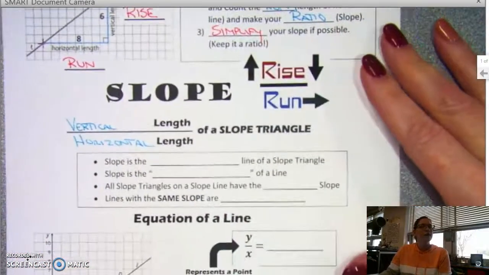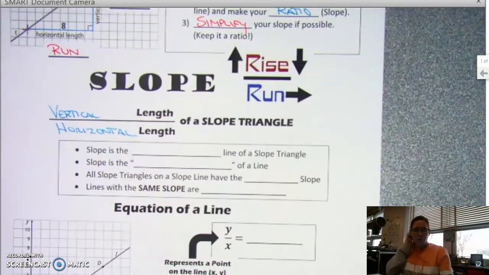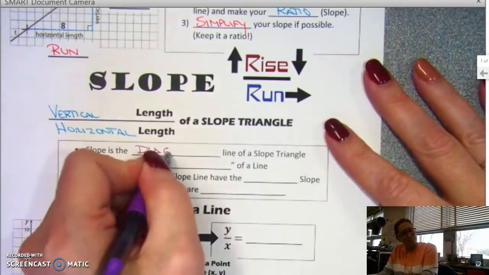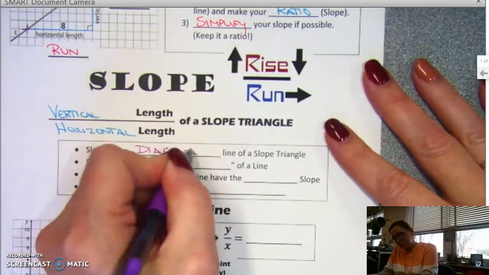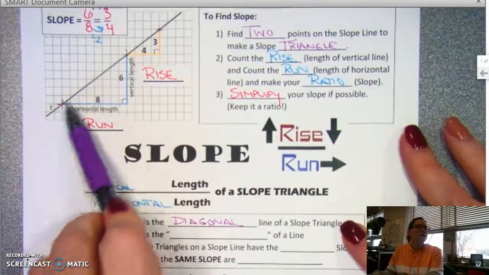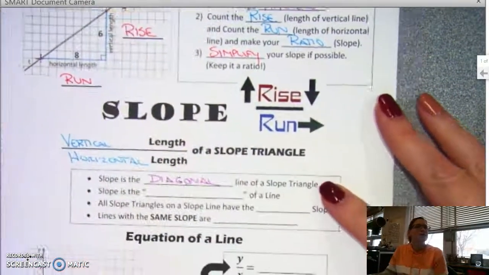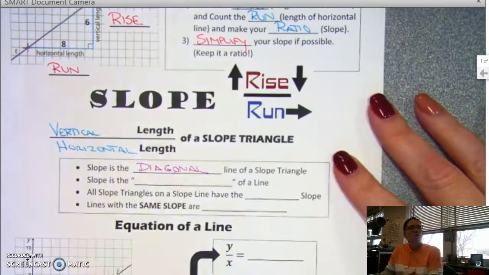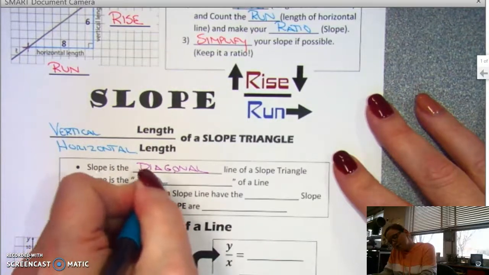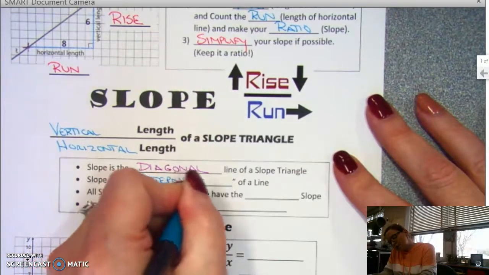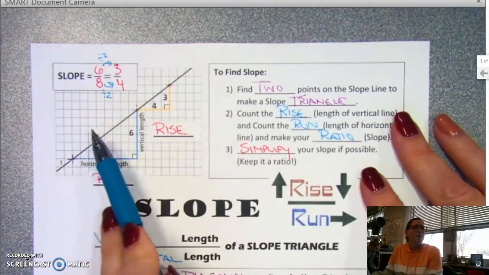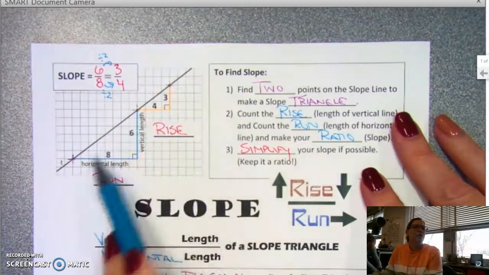All right, so underneath, important information on slope. Slope is the diagonal line of a slope triangle. So it's always this diagonal line that makes up that triangle when we talk about slope. We also refer to slope as being the steepness. So that number represents how steep the line really is. So the slope of 3 over 4 tells you you're going up 3, and it kind of tells you what kind of line you have.